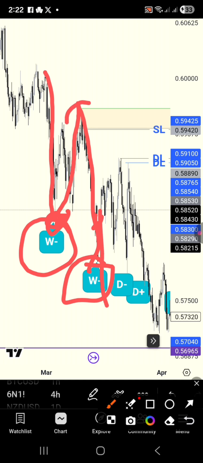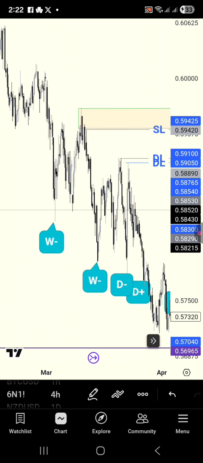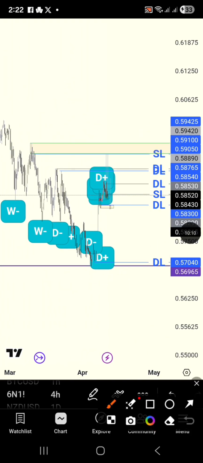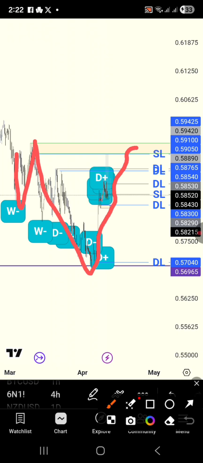So I expect this place to still be protected, which means it should not be broken. So whatever is happening, I'm looking at it as a deep pullback. So a low, a high, a low. So I'm expecting it is now forming like a deep pullback and continuation.